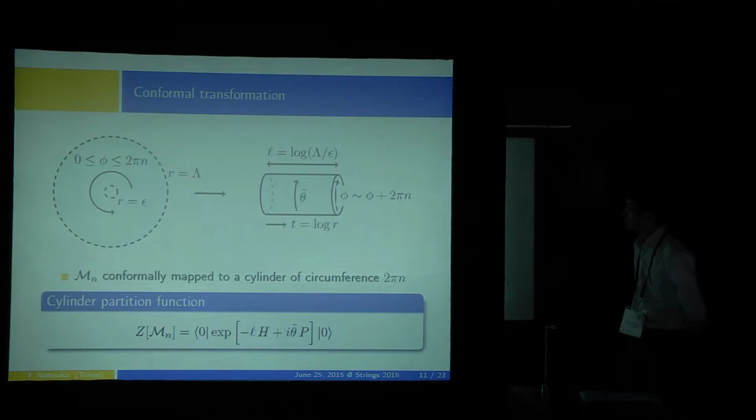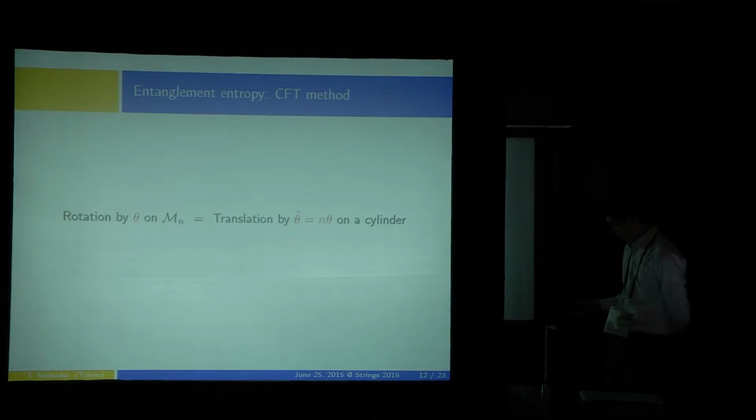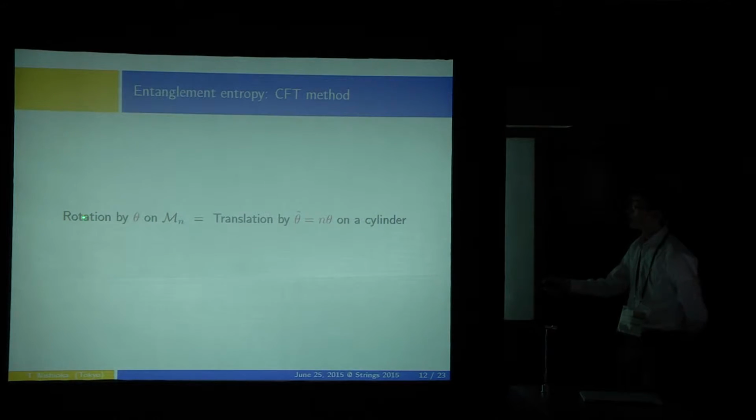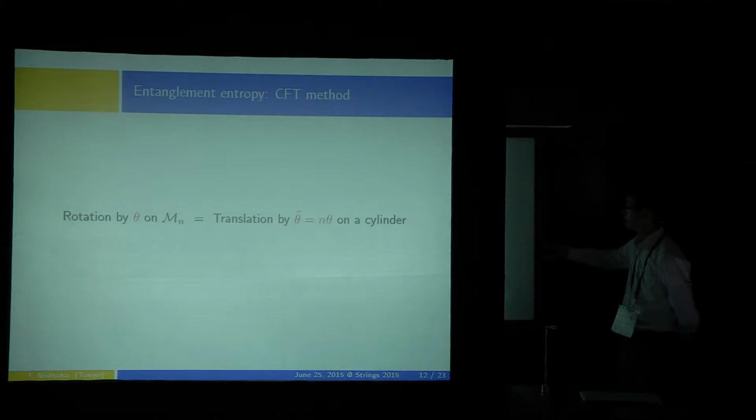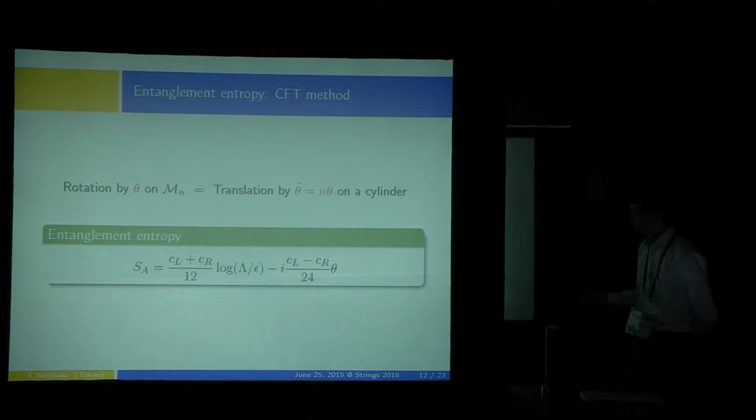Okay, so now I'm interested in the partition function for the rotated semi-infinite line. I want to rotate the line by angle theta. Actually, this theta is mapped to a translation along the cylinder phi direction, but theta tilde is now identified to be n times theta. And using this ratio, we end up with the entanglement entropy.